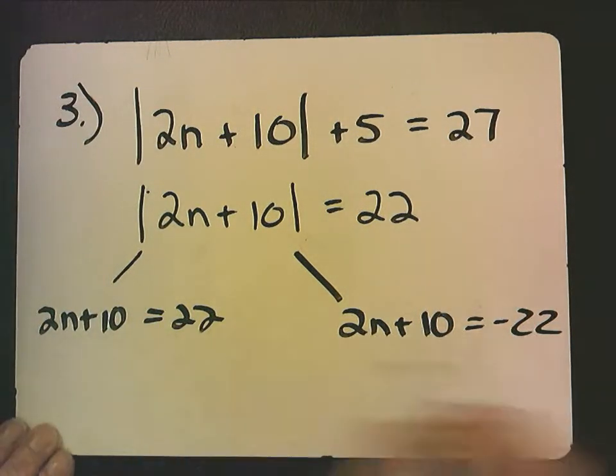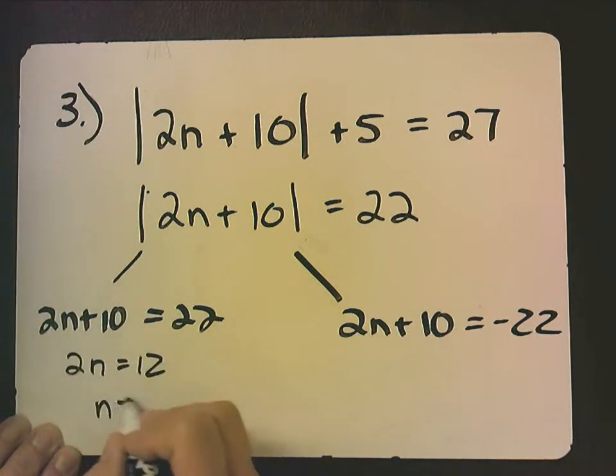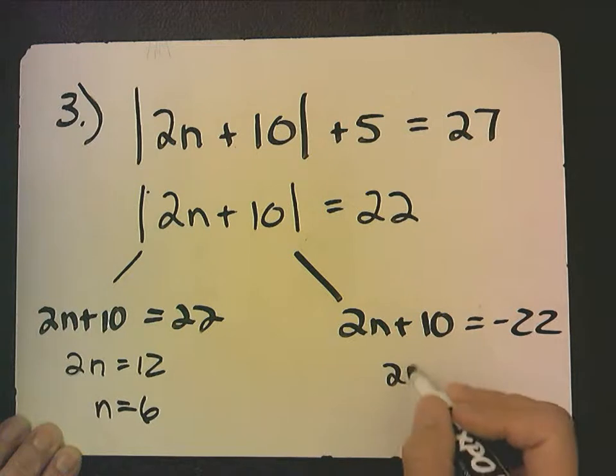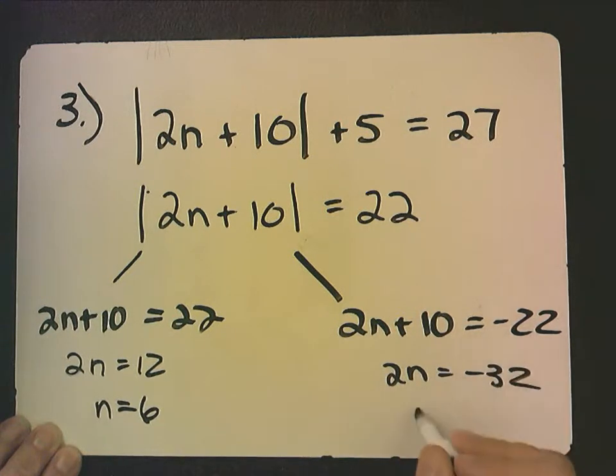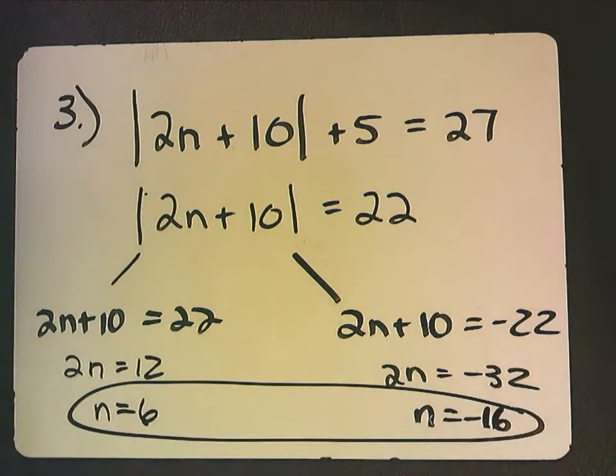So now I just solve both of these equations. 2n equals 12, n equals 6; 2n equals negative 32, n equals negative 16. So the answer is 6 and negative 16. Both work. If you plug them back in, you see negative 32 plus 10 is negative 22, the absolute value of negative 22 is 22. 2 times 6 is 12, plus 10 is 22, and the absolute value of 22 is 22.